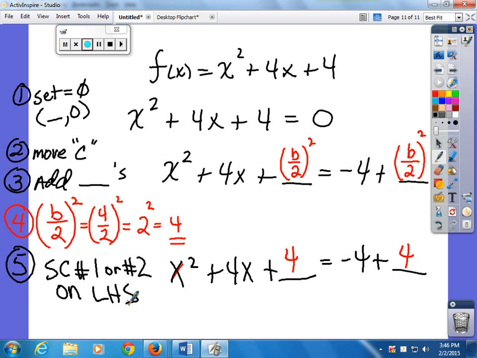So what does that give you here? What is that? X plus what? X plus 2 quantity squared is equal to 0.